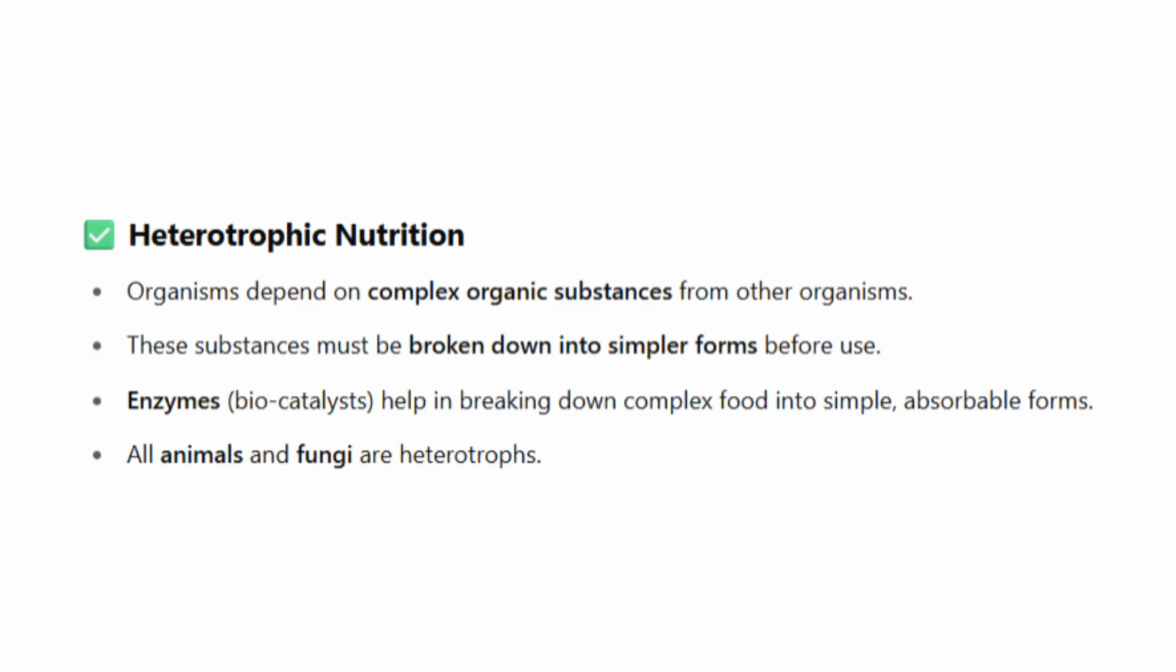Heterotrophic nutrition. Organisms depend on complex organic substances from other organisms. These substances must be broken down into simpler forms before use. Enzymes, biocatalysts, help in breaking down complex food into simple, absorbable forms. All animals and fungi are heterotrophs.